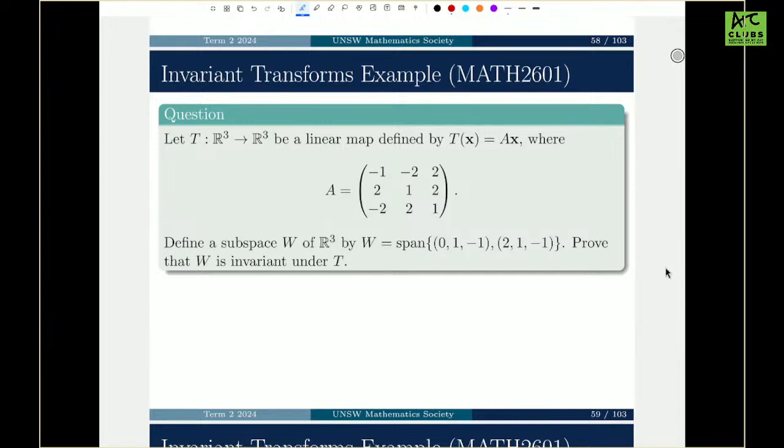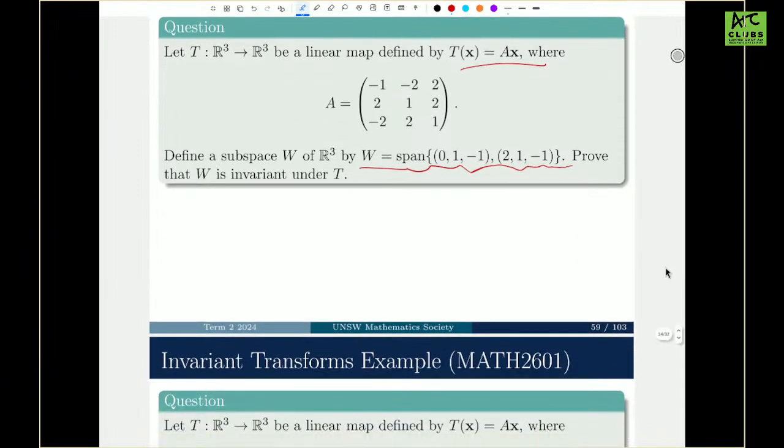Got a linear map defined as so. It's just application of the matrix. Okay, define a subspace by this. So this is a subspace. It's just the span of these two vectors. Prove that it's invariant under T.